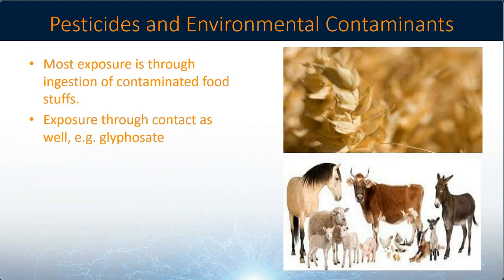Okay, now we're going to talk about pesticides and environmental contaminants. With pesticides, most exposure is through the ingestion of contaminated foodstuffs. However, there's also potential exposure through contact, for example, Roundup or glyphosate. It's used on animal feed as well, although limited cases of contaminated meat or products from dairy have been shown.